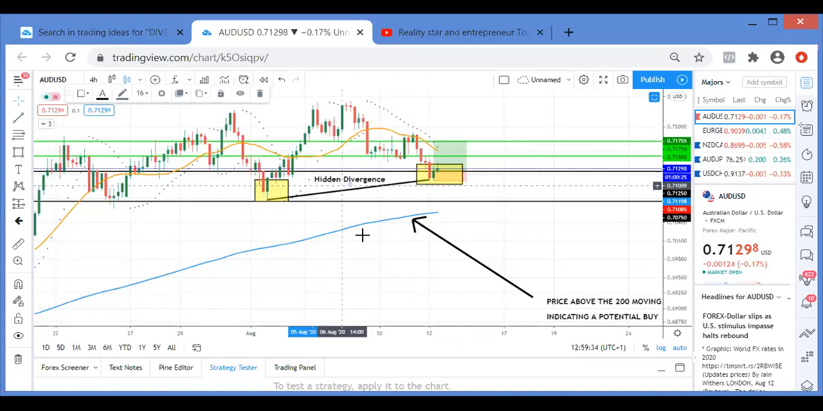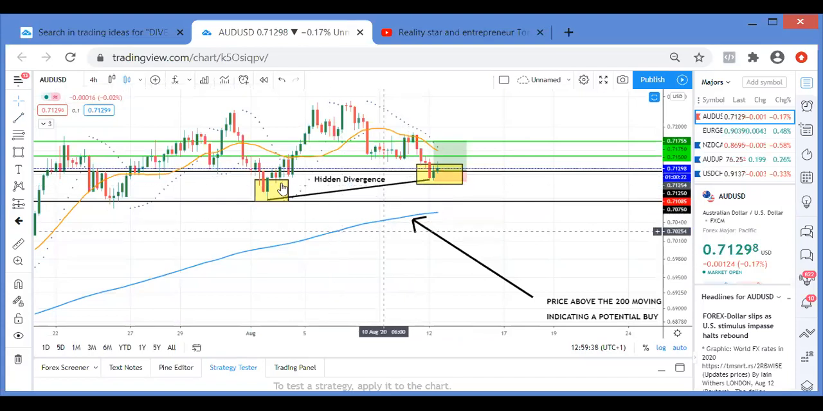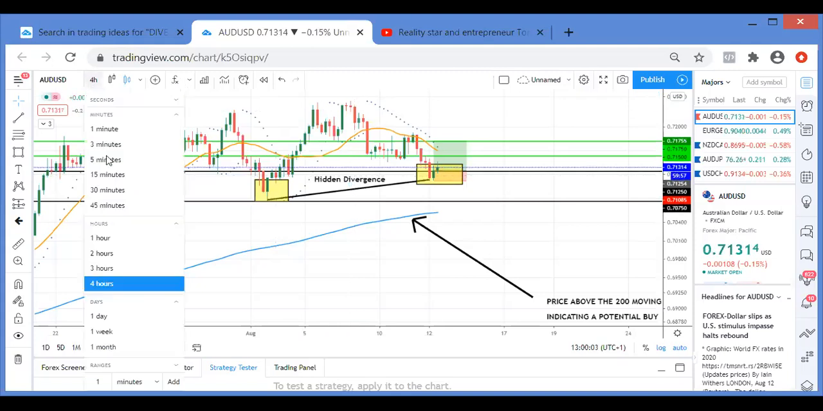Now, when I find hidden divergence, here's the second part. I want to go 2 time frames below. On your MT4, you can only trade 5 minutes, 15 minutes, 30 minutes, 1 hour, 4 hour, daily, and so on. Because I spotted this hidden divergence on the 4 hour, I want to go down to the 30 minute, even though there's 3 hour, 2 hour, and 1 hour on your MT4.